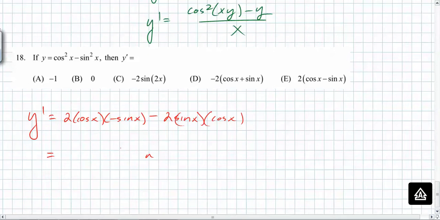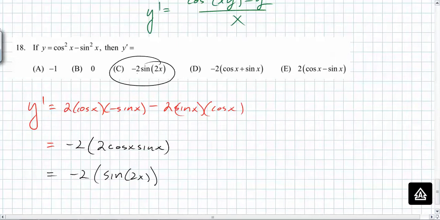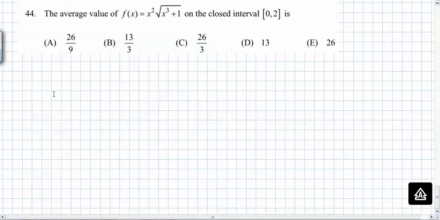What can I factor out of each of those? I think you're absolutely right that this is equal to what? Sine of 2x. So which one is it? C.